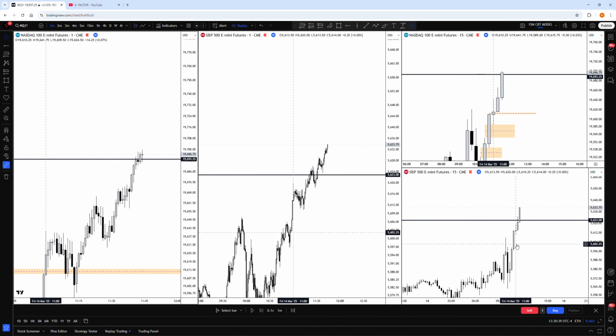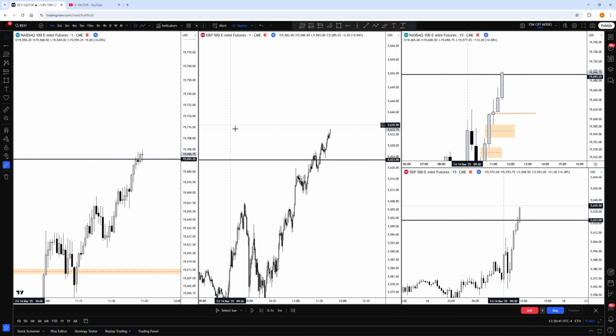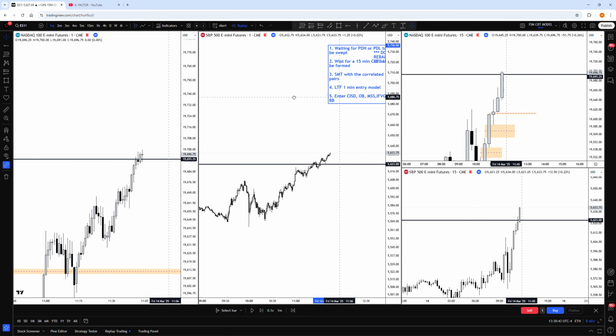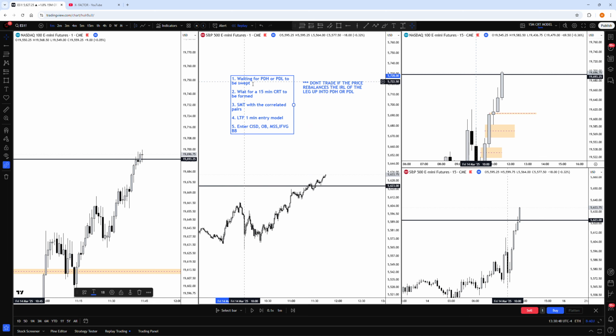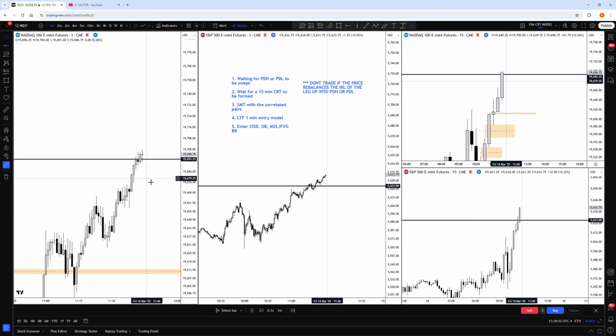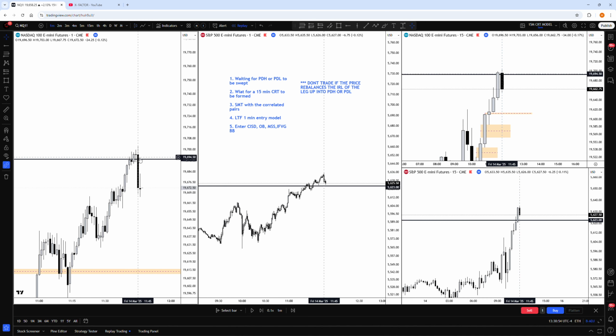We had this beautiful leg up. Imbalances not rebalanced. So prerequisite cleared. Green light. Okay. Wait for PDH. We hit the PDH. Wait for the 15-minute CRT. So we're going to play this out quickly.